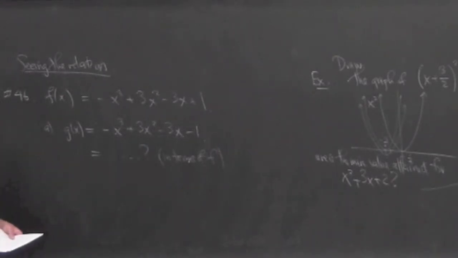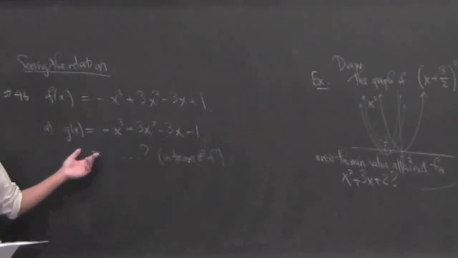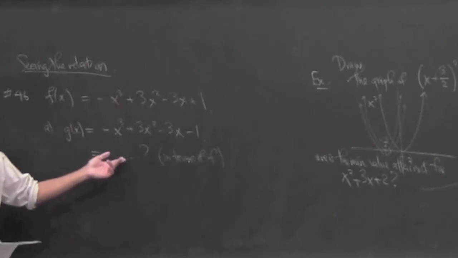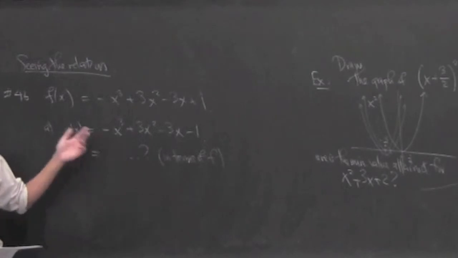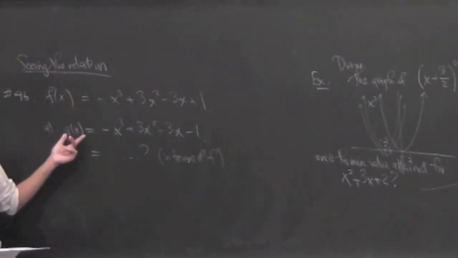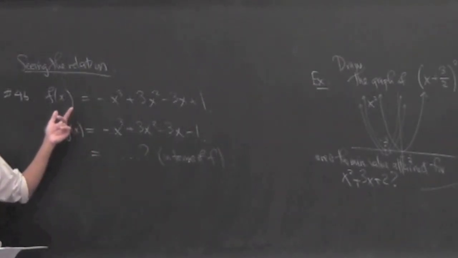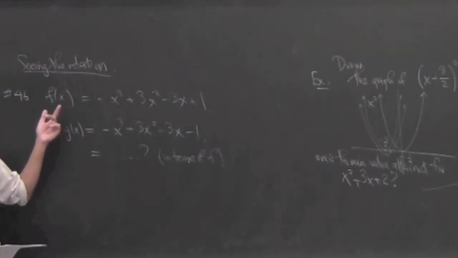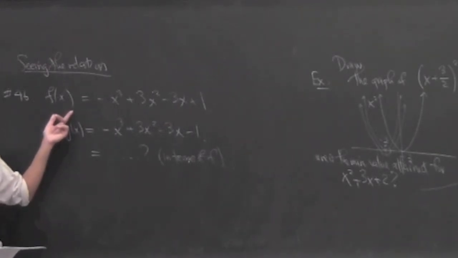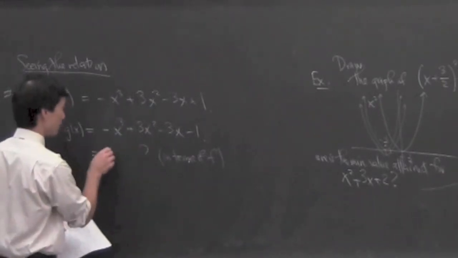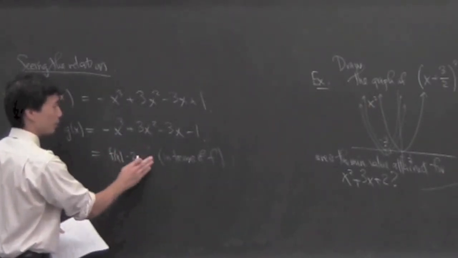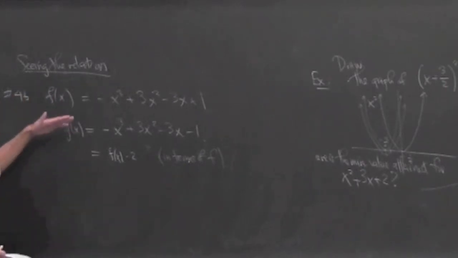So this first one is pretty straightforward. What's the difference between this guy and that guy? The difference in the y is 2. So this guy is just that guy minus 2, and so we know its graph is just the graph shifted down by 2.